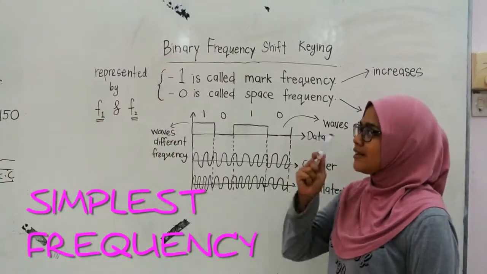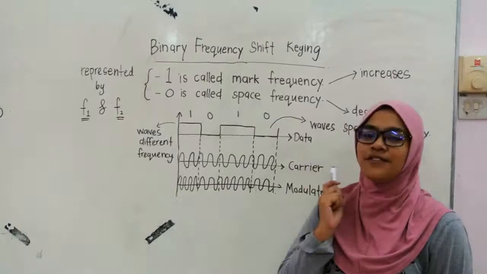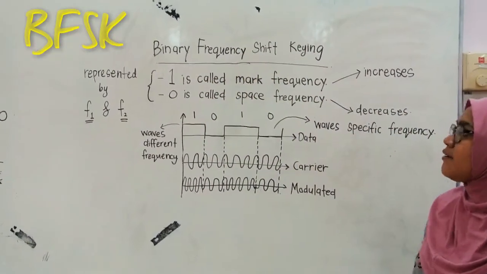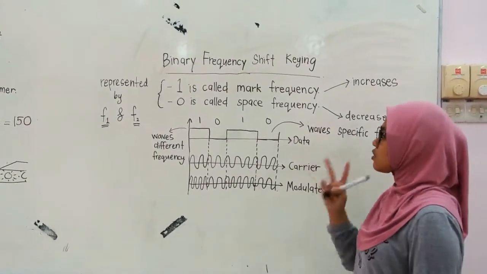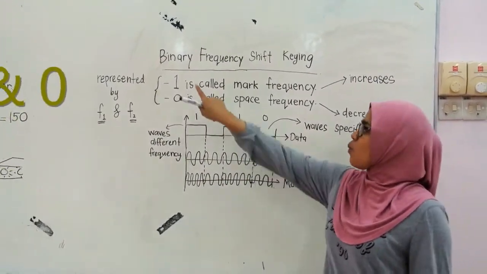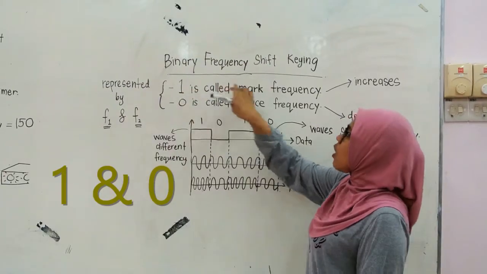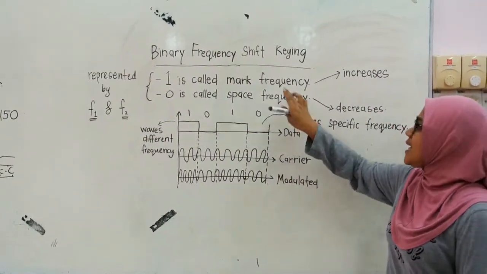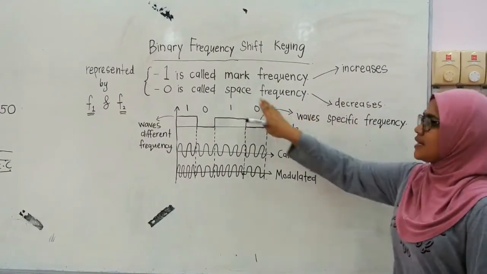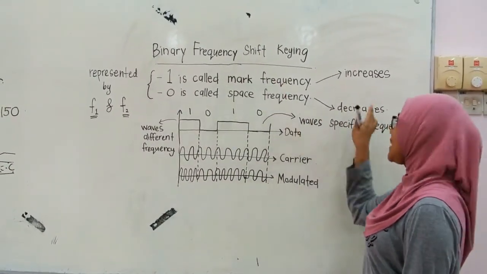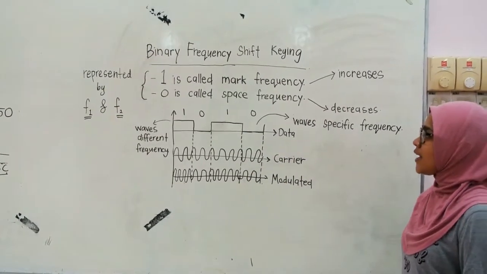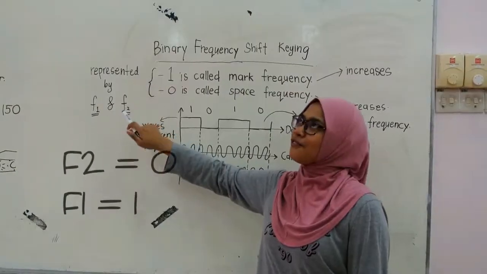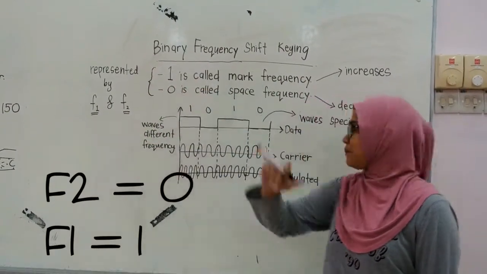Now we proceed with the simplest frequency shift keying, which is BFSK, binary frequency shift keying. In binary frequency shift keying, they use only two digital numbers, which is 1 and 0. 1 is called the mark frequency, while 0 is called the space frequency. This 1 will increase in the graph, while 0 will decrease in the graph. This 1 and 0 are also represented by F1 and F2. F2 is 0, F1 is 1.